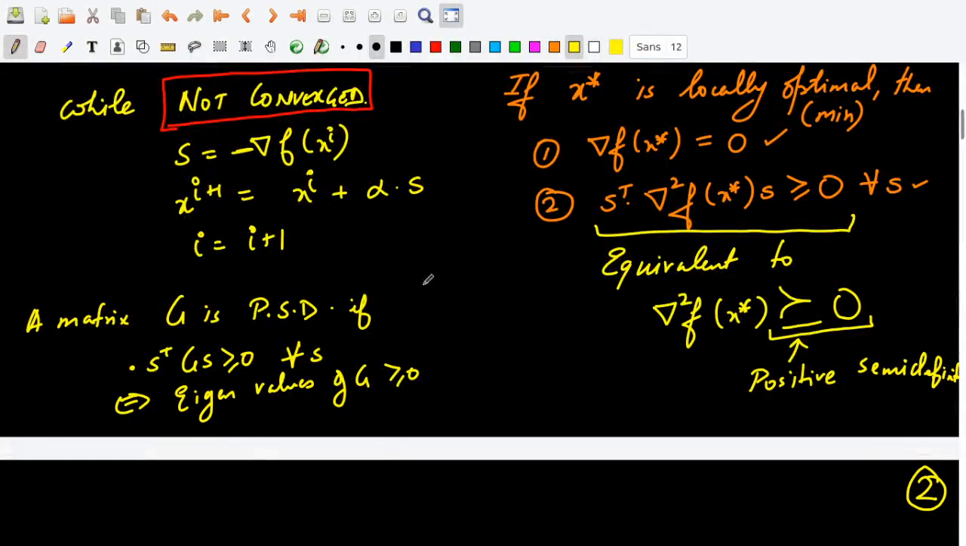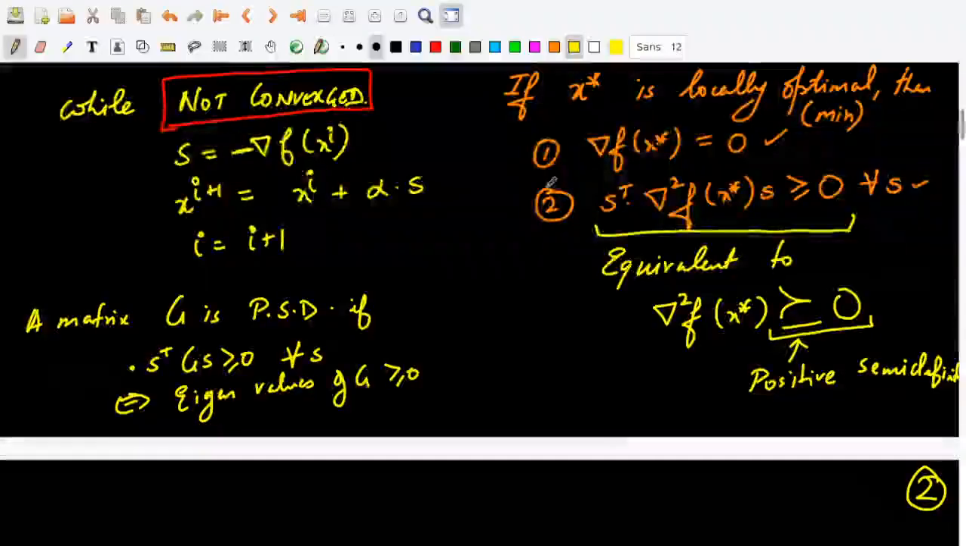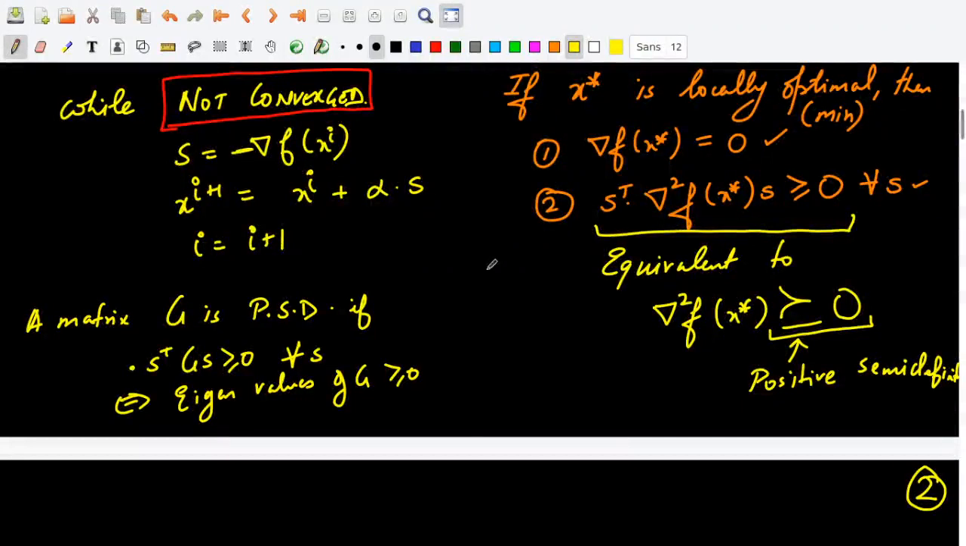Okay, so these are necessary conditions. Every local minimum x star must satisfy 1 and 2. If these two conditions are not satisfied, then x star is definitely not a local minimum point. What happens if these conditions are satisfied? Then x star may still not be optimal. Let's look at those conditions.